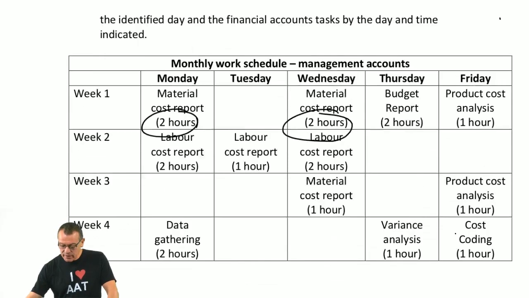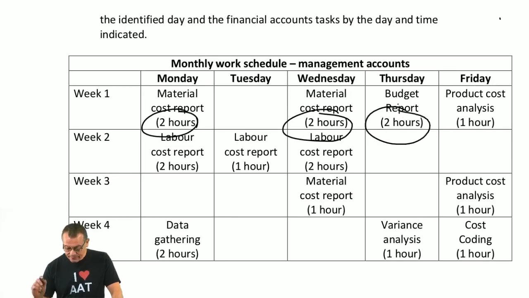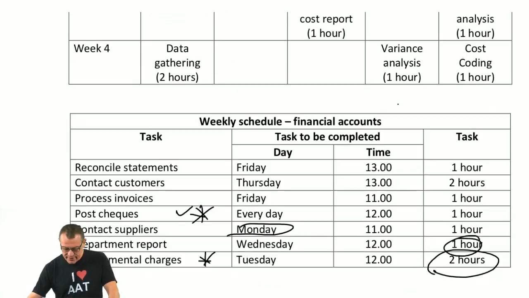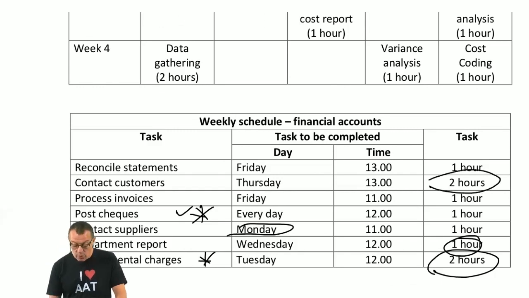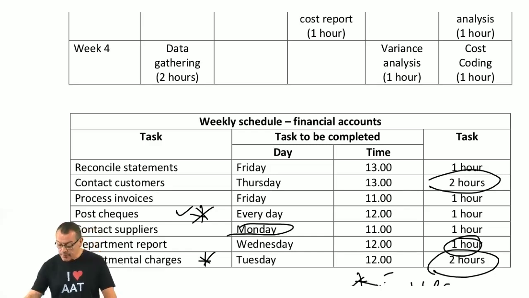Thursday, 2 hours. Let's have a look down here. Thursday, 2 hours. 4 hours. The 1 hour there, so 5 hours for the Thursday. So at the moment, on a Thursday of week 1, we have 5 hours. Now we're going to write that there because that is the highest so far. Let's have a look on Friday. What do we get to on Friday?